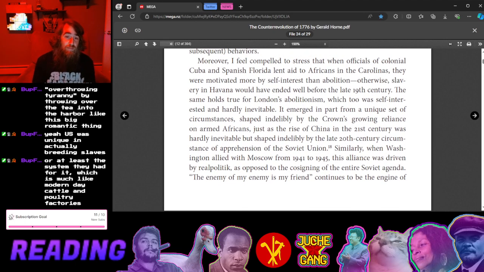Moreover, I feel compelled to stress that when officials of colonial Cuba and Spanish Florida lent aid to Africans in the Carolinas, they were motivated more by self-interest than abolition. Otherwise, slavery in Havana would have ended well before the late 19th century.